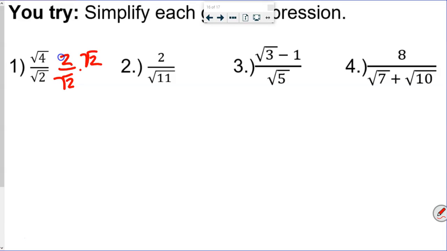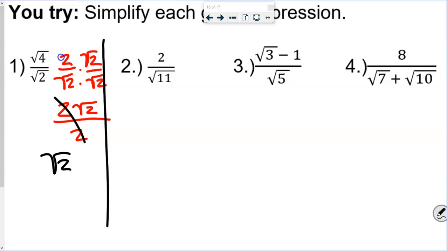Then we're just multiplying again by the square root of 2 over the square root of 2. So this is 2 square root of 2 over the square root of 4, right? Which is 2. And then what happens to these 2's right here? Yep, so that was just a square root of 2, okay?